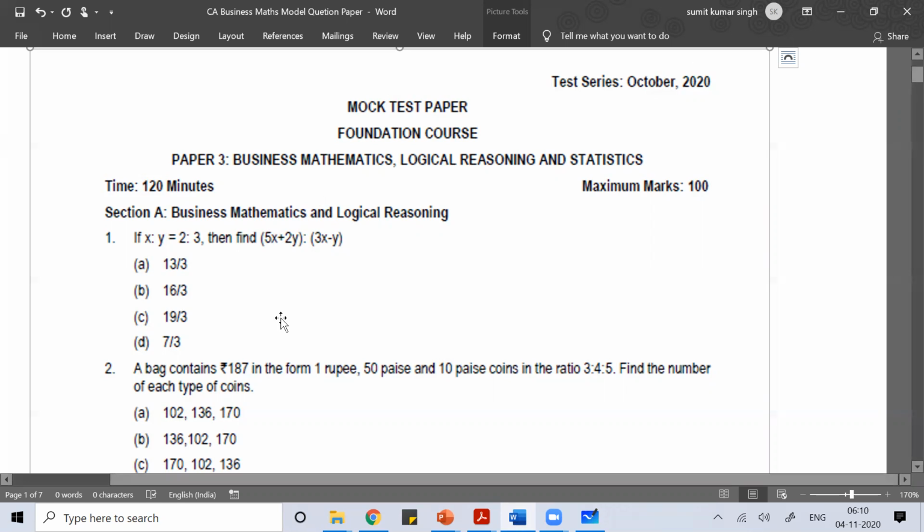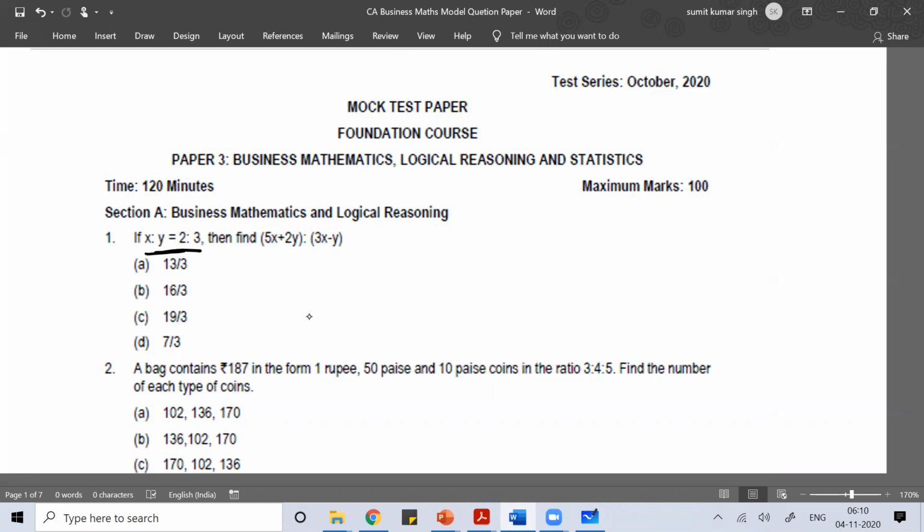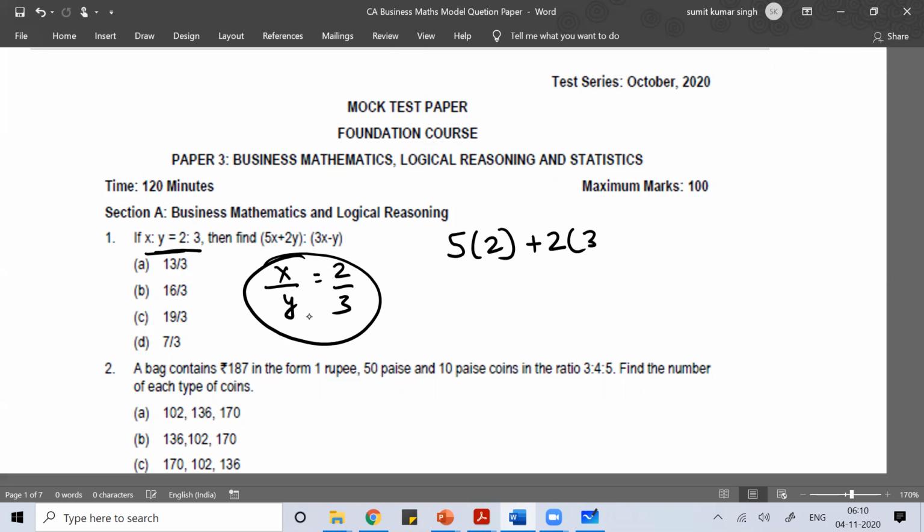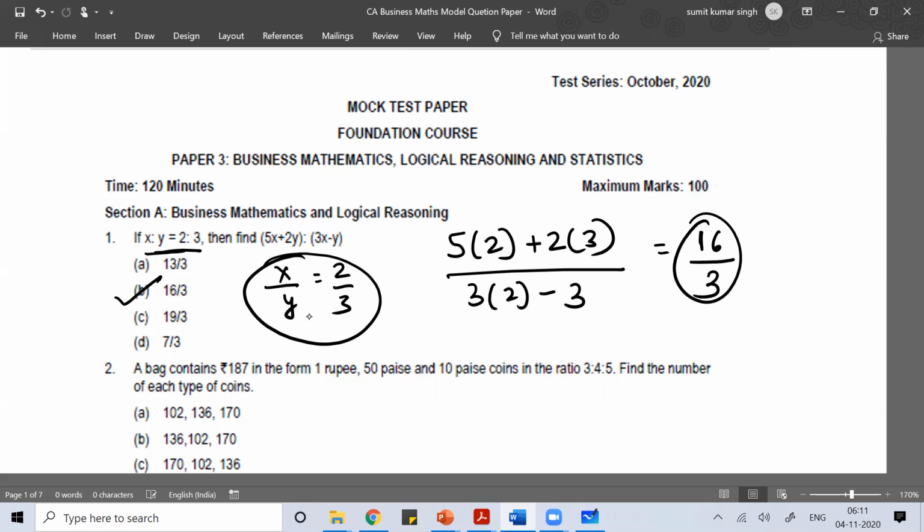The first question is of ratio and proportion. The ratio of x is to y is given to you as 2 is to 3. You need to find the value of 5x plus 2y divided by 3x minus y. Very easy. The ratio of x by y is given as 2 by 3, so in place of x you can put 2, and in place of y you can put 3. So 5x plus 2y divided by 3x minus y, if you solve this, will be 16 divided by 3. So you will get this as the answer, and the answer is option B.